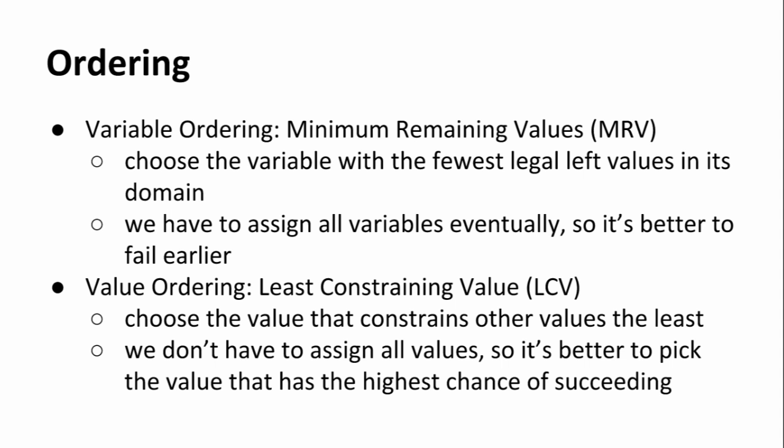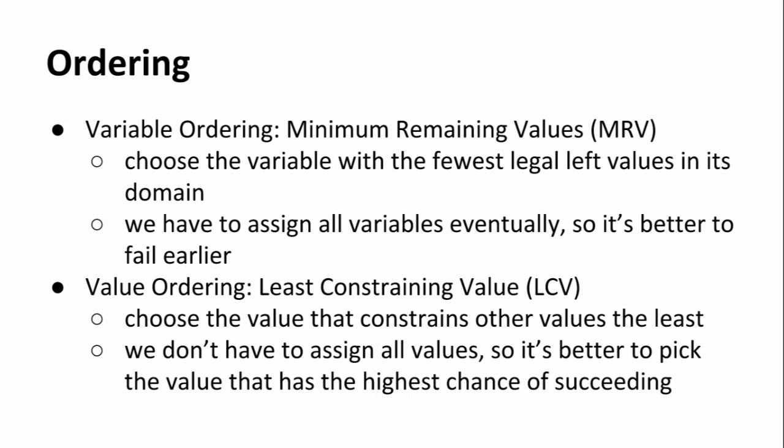But when it comes to assigning values, or choosing which value to assign next, it's kind of going to be the opposite, right? Whereas in variable ordering, we wanted to pick the variable with the fewest values left in its domain, here in value ordering, we're going to want to select the value that constrains the other variables the least. So it's kind of the opposite of wanting to fail fast.